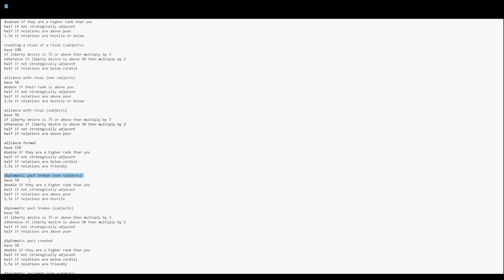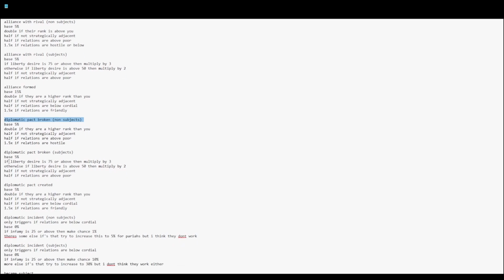Diplomatic pact broken, non-subjects. This one has a 5% chance. Double if they're a higher rank than you, half if not strategically adjacent, half if relations are above poor, 1.5 times if relations are hostile.